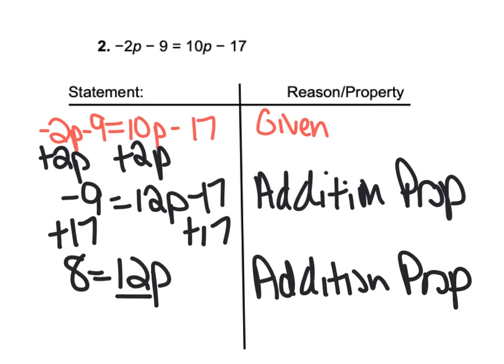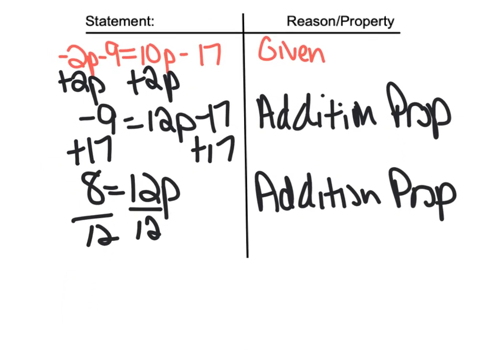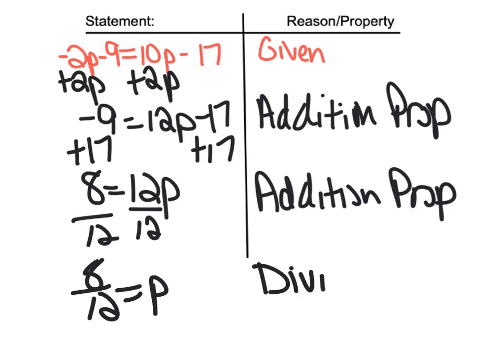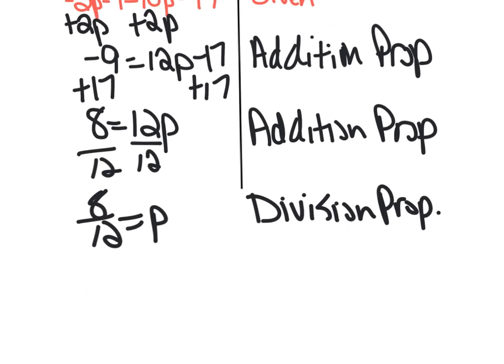Last step is I divide both sides by 12. And I get 8/12 equals p. And how did I get that? I divided. So it's the division property of equality. The last thing that we can do is we can simplify. Okay, well, 8/12 simplifies to 2/3 equals p. Well, how did I do that?